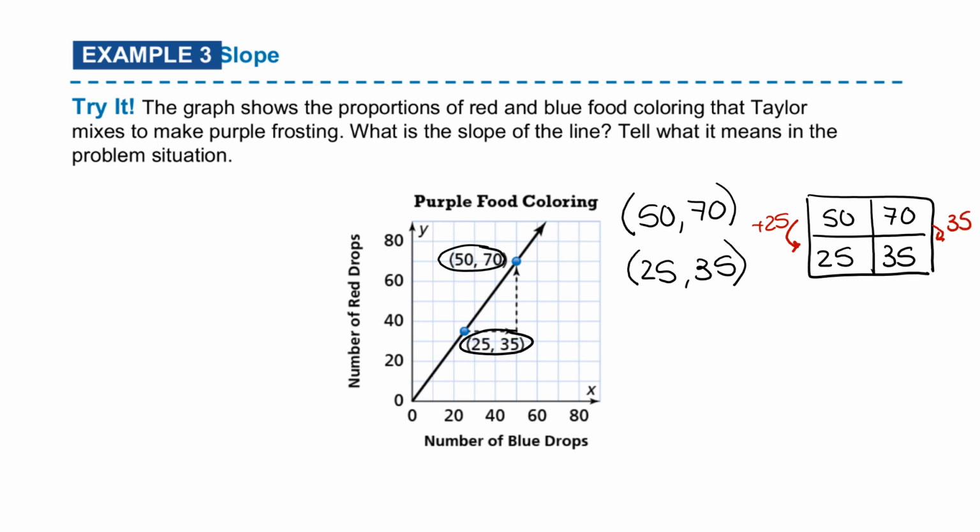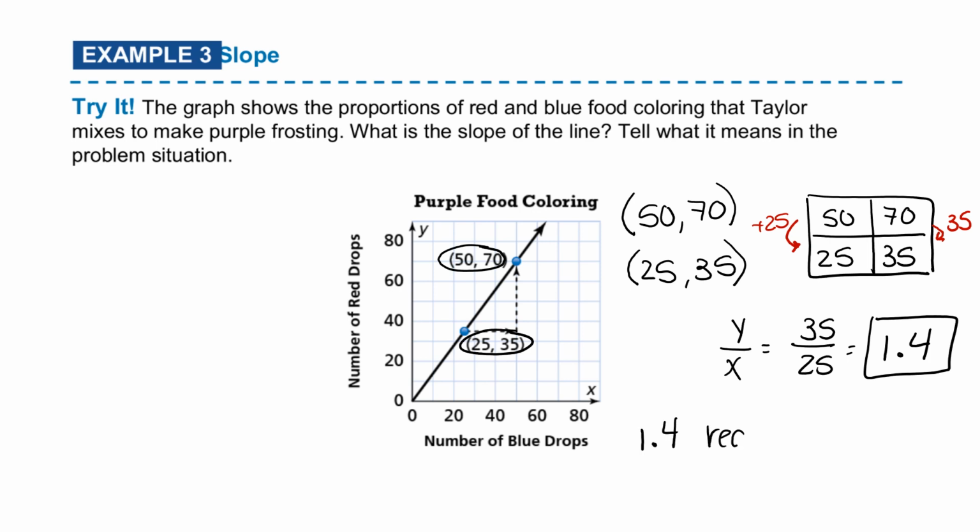We set up our pattern as our fraction y over x, so that would be 35 over 25. 35 divided by 25 gives us an answer of 1.4. So our constant of proportionality for this problem is 1.4. It is 1.4 red drops per blue drop.